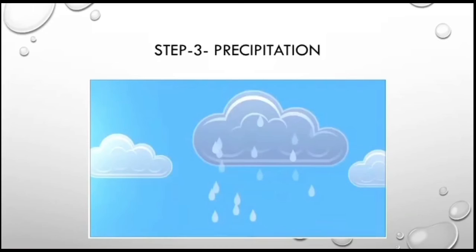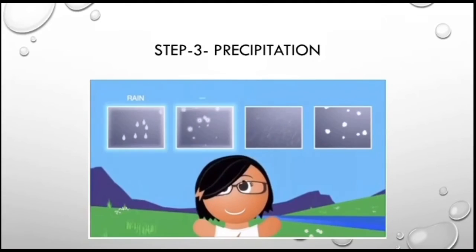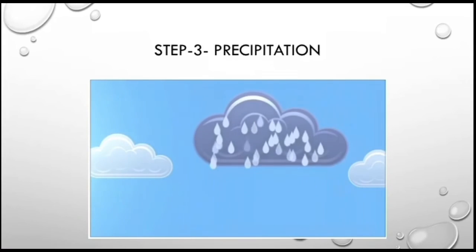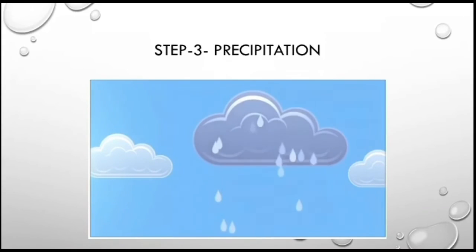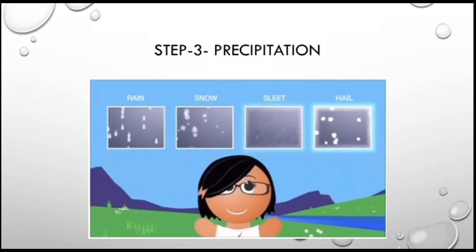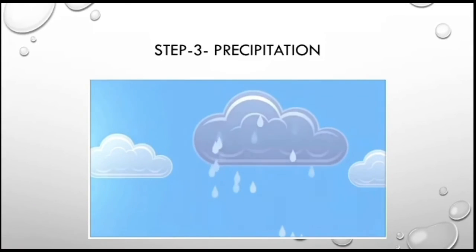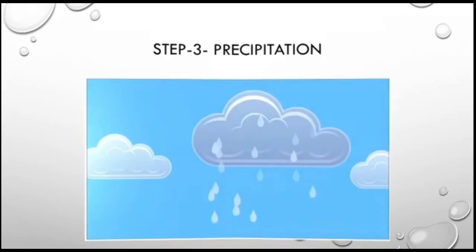Step 3, precipitation. So, dear students, what happens in precipitation? When the cloud becomes too heavy, here the cloud is becoming too heavy. So, what happens? It cannot hold any water inside. So, it bursts out and gives out rain, snow, sleet, hail. Okay, and that is known as precipitation. Did you understand? Very good.